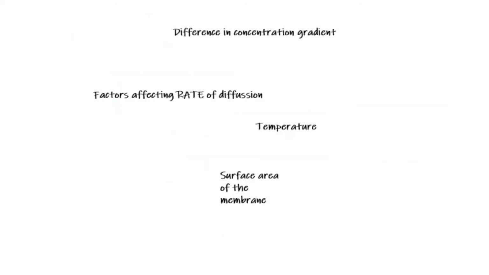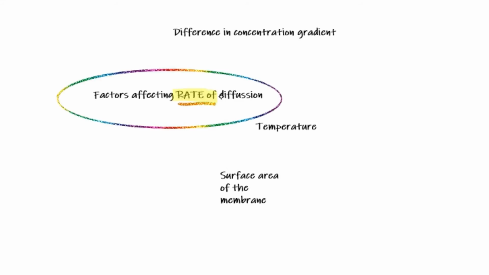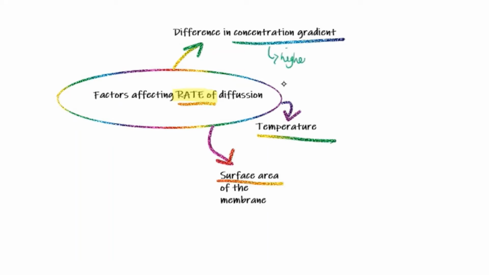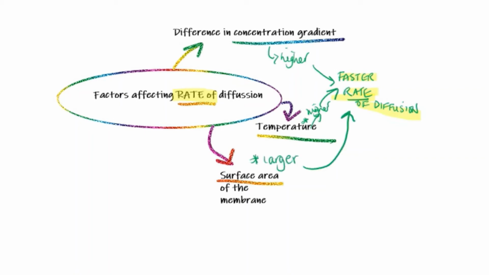Let's have a look at the factors that affect the rate of diffusion. These are difference in concentration gradients, temperature, and surface area of the membrane. The higher the concentration gradient, the faster the rate of diffusion. The higher the temperature, the higher the rate of diffusion, and the larger the surface area, the faster the rate of diffusion.